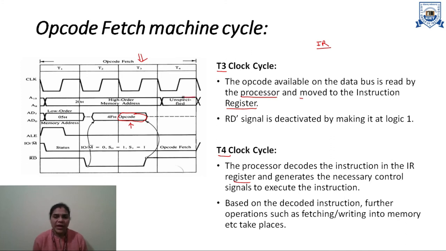So here the task is unspecified, but it is in the instruction cycle. Then after fetching, the instruction will be decoded. And once the instruction has been decoded, the decoded instruction will define what operation will be performed by the microprocessor. So in this way, we can draw a timing diagram for any machine cycle.